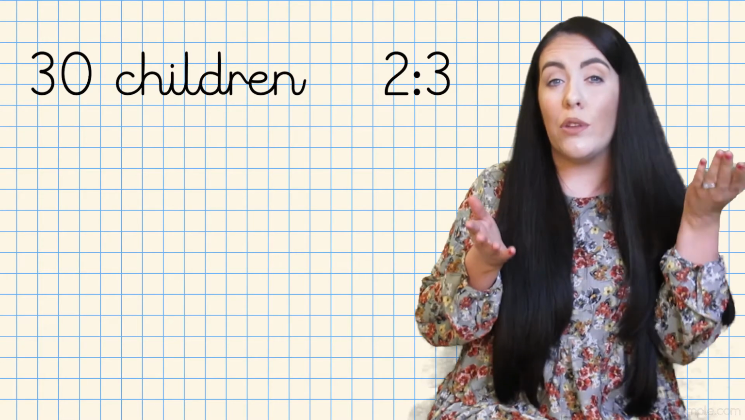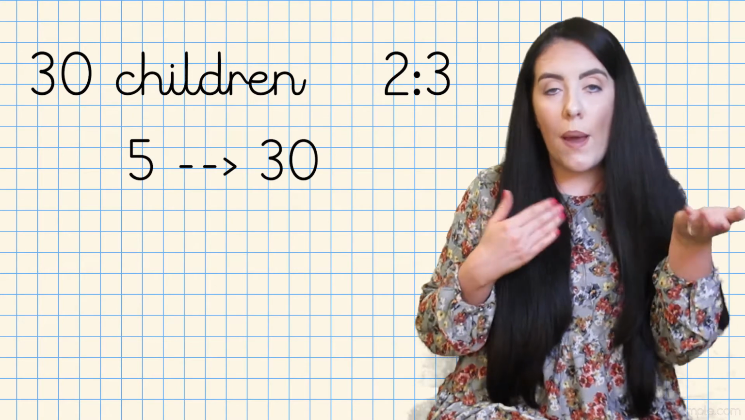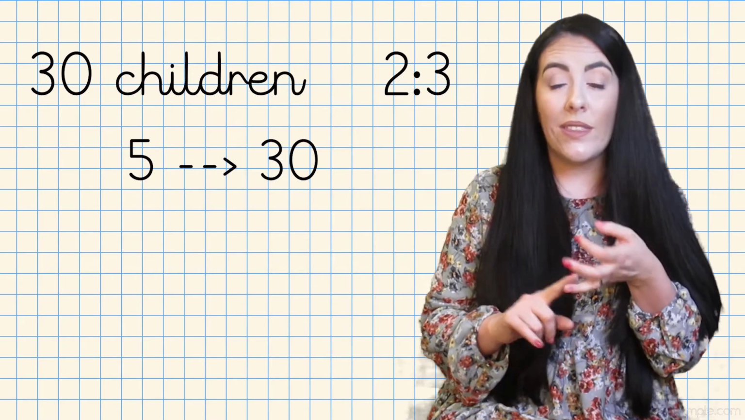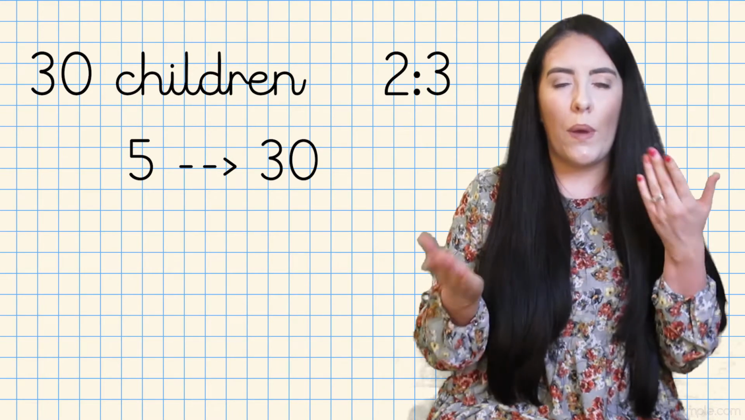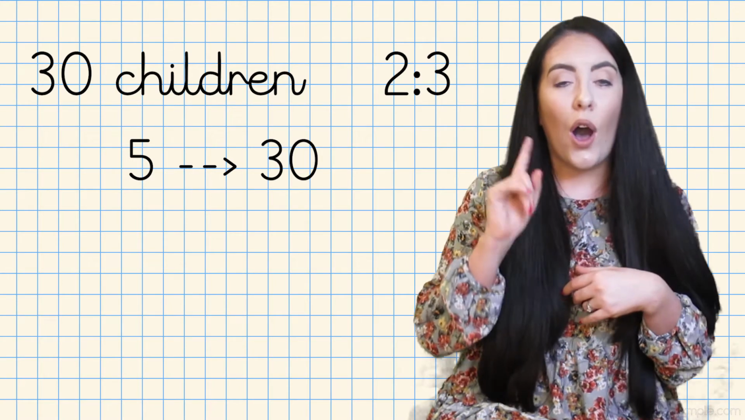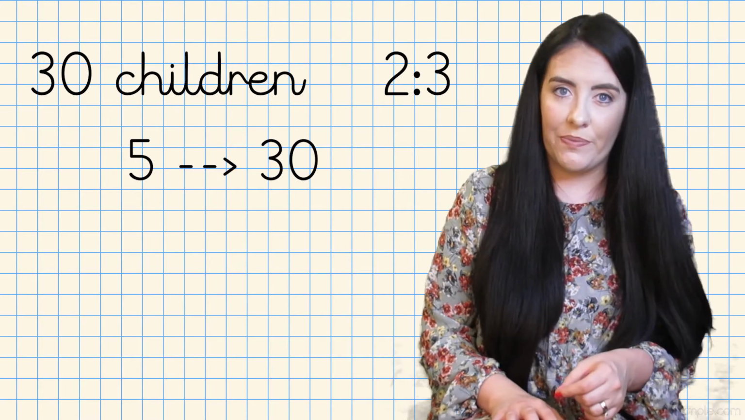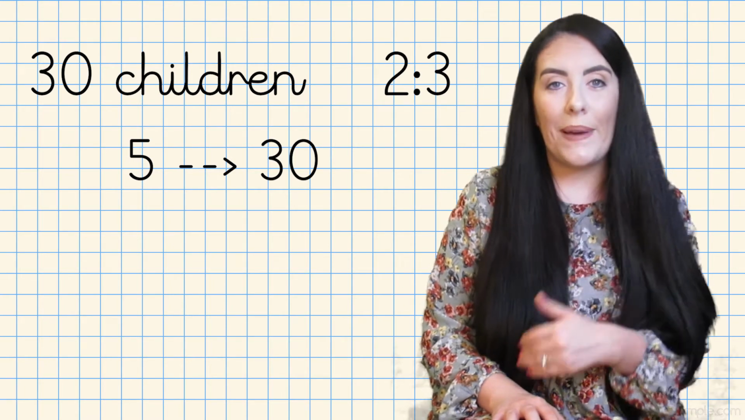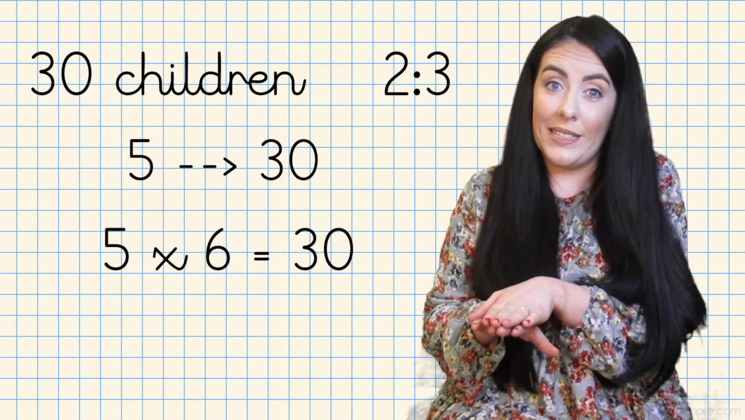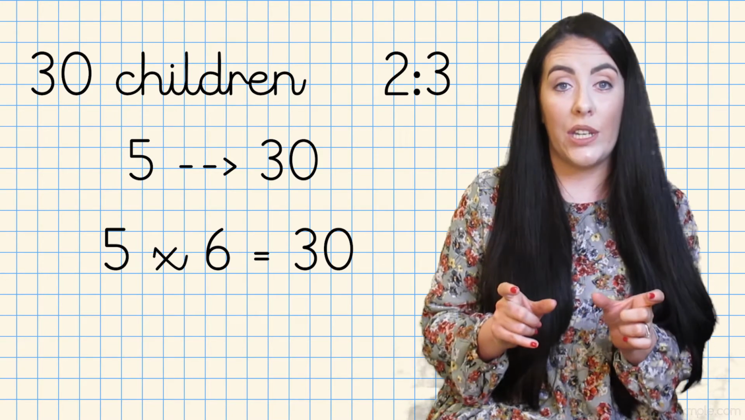So I need to think about the relationship between 5 and 30. When we do this, we're not thinking about addition and we're not thinking about subtraction. We only think about multiplication or division when we talk about the relationship between the two of them. So I want you to have a think. How do I get from 5 to 30 using multiplication or division? I can multiply by 6. So I've multiplied my total by 6 to get to 30, so I need to do the same to the 2 numbers in my ratio.